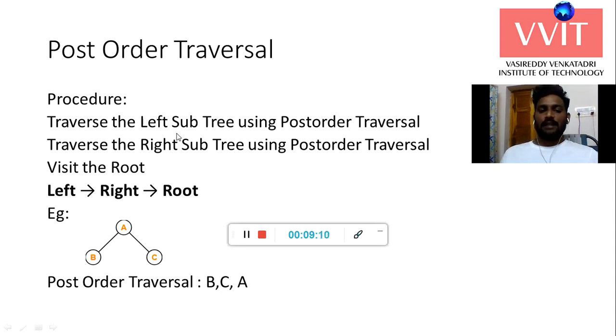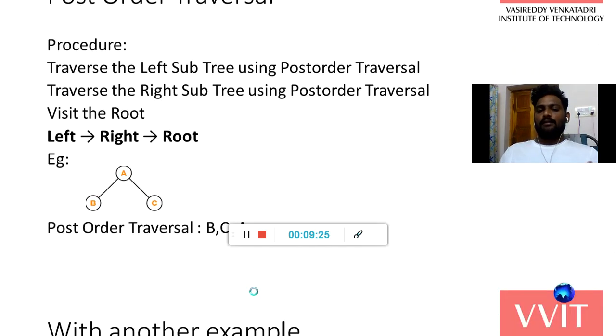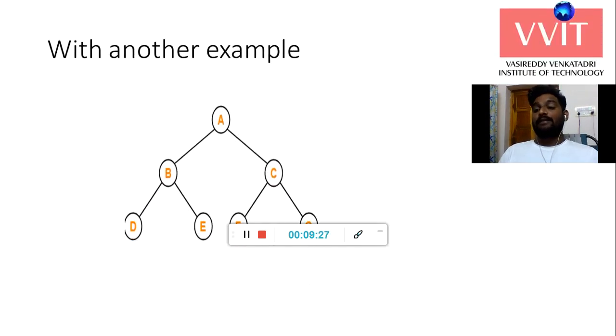That means first the left subtree is completed, the right subtree is completed, and finally visit the root node. Here the root node is A, so next visit A. These are the elements in post-order traversal: B, C, A. This is called post-order traversal. Simply, this is the whole thing about traversal techniques, that means binary tree traversals.